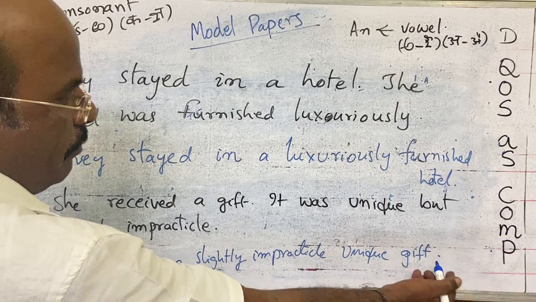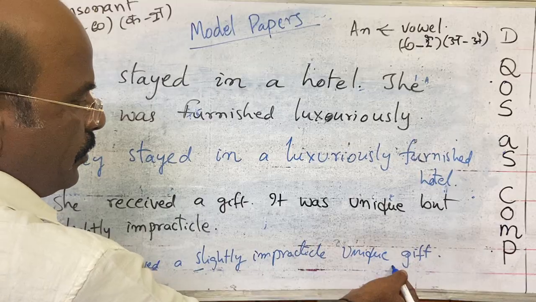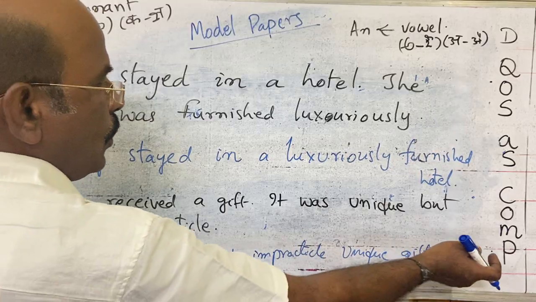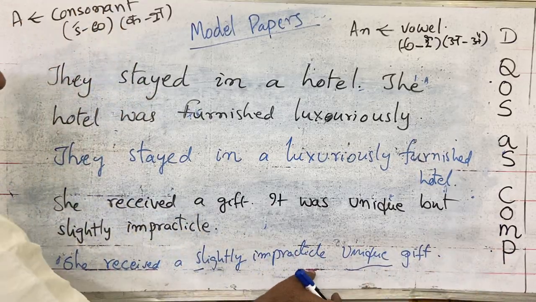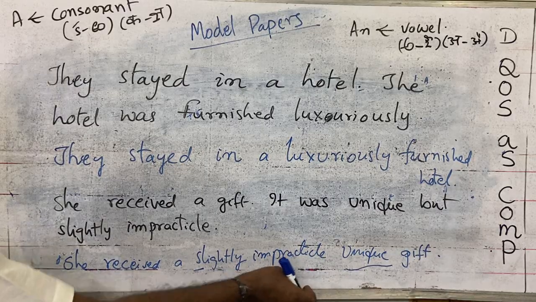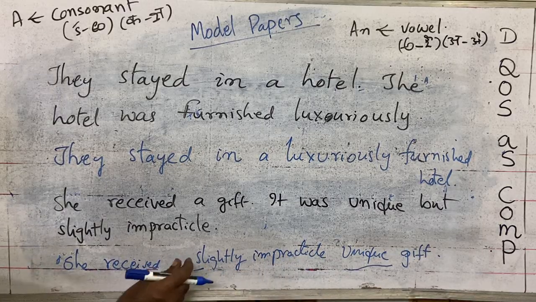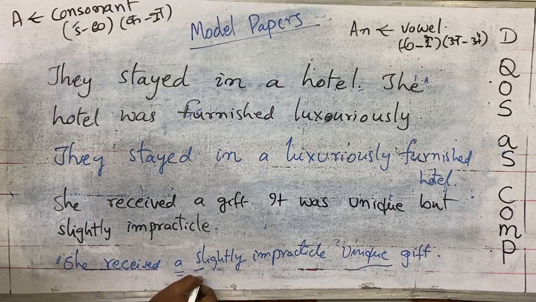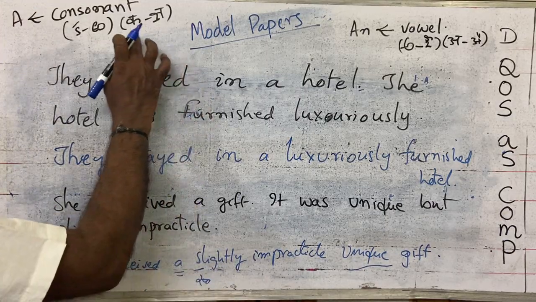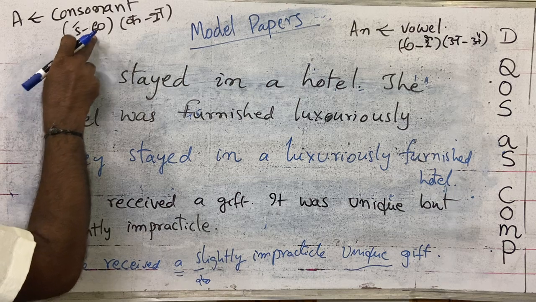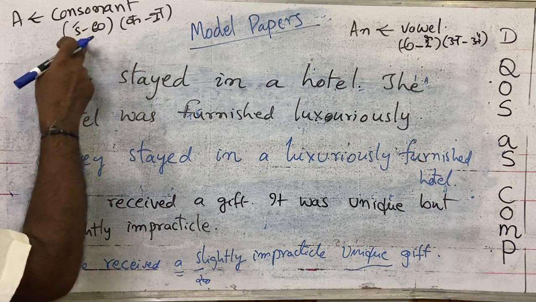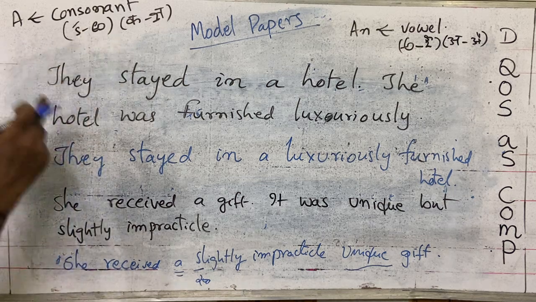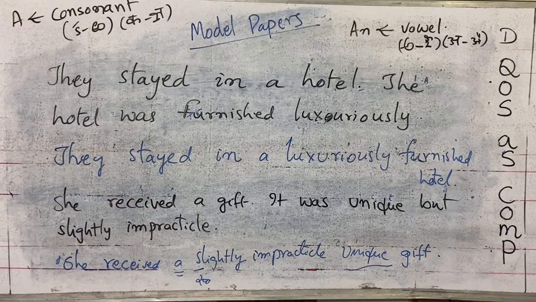Before the gift, what is described is unique. It is taken first. And before that, what is described is slightly impractical. Before that, the determiner is taken. As it is the sa sound, before the sa sound a comes. So that's why a is taken. Now we are going to another model paper.